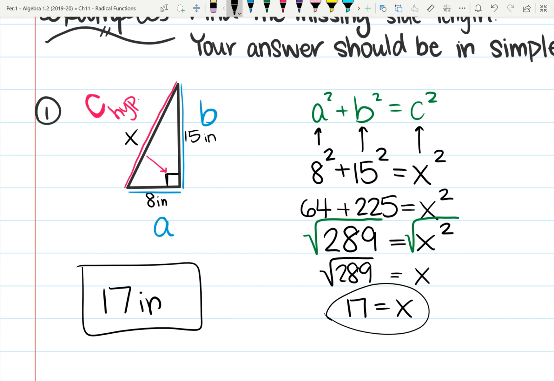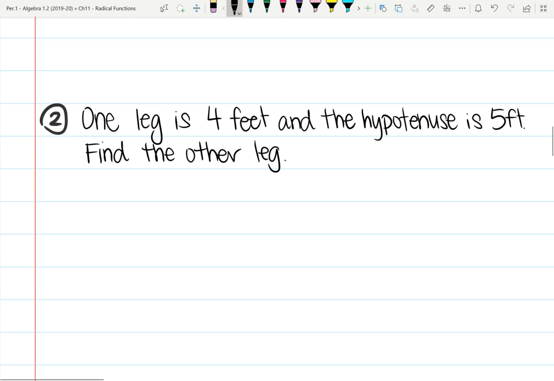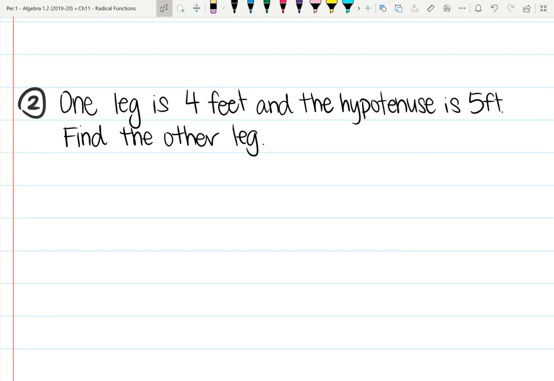Okay, let's do another problem. Number 2. Oh, word problem. Okay, that's fine. Let me read it. One leg is 4 feet, and the hypotenuse is 5 feet. Find the other leg. Well, what's going to help is if we draw a picture. It doesn't really tell me how to draw the picture, so I'm going to draw whatever triangle I want to. But since we're talking about the Pythagorean theorem, I know this has to be a right triangle.